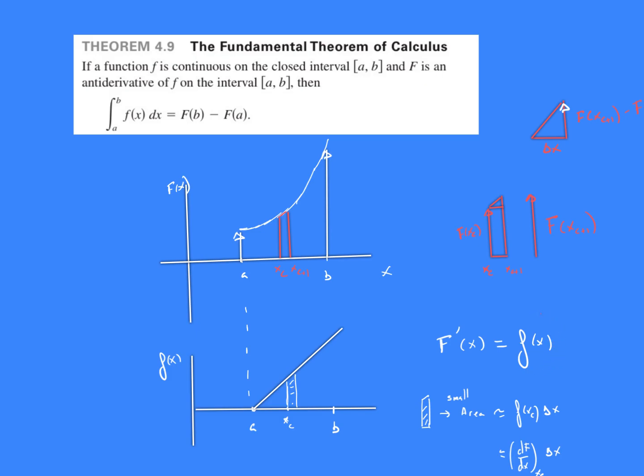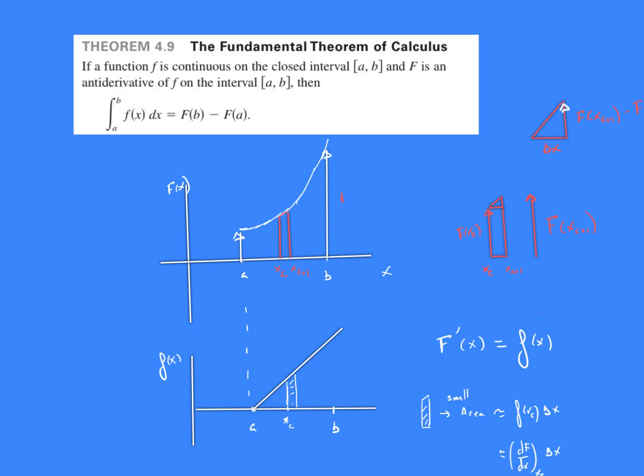If capital F is the antiderivative of little f, when you make the integral from a to b of f of x, so you find the area from a to b of little f, the area can be found by going to the antiderivative of the function and finding F of b minus F of a.